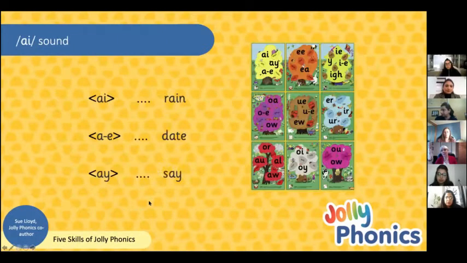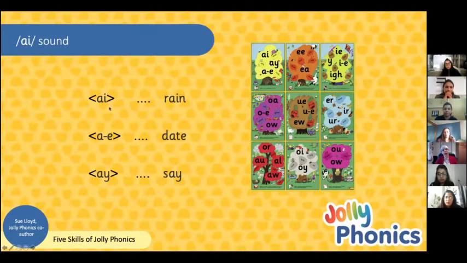So I think it's important, before we go to the 5 skills, to understand a bit about the code. Now, the single letter sounds are on the whole fairly straightforward, but when we come to the digraphs, that's 2 letters representing a sound, or even more letters, then it becomes more complicated. So have a look here.